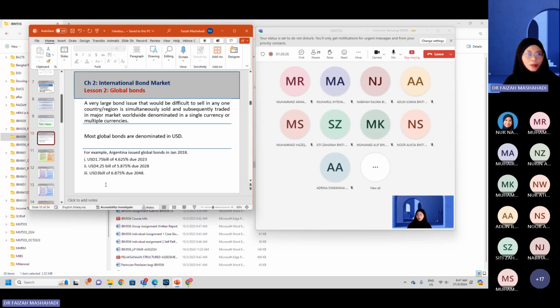It is not finished yet. So meaning to say, the Argentina government still serves the surplus unit with 5.875% interest out of 4.25 billion US dollars. And finally, 3 billion US dollars, and the interest is 6.875%, due 2048. 2048. How long more is that? I don't know whether the world will still be here or not. So that is the thing.